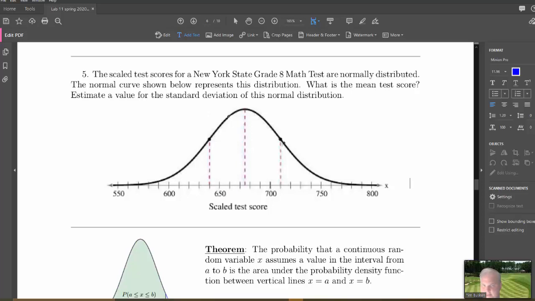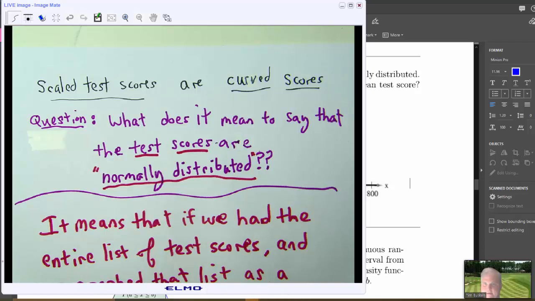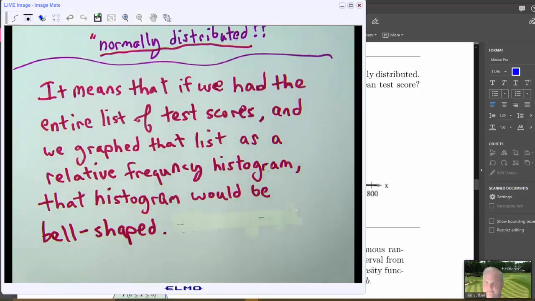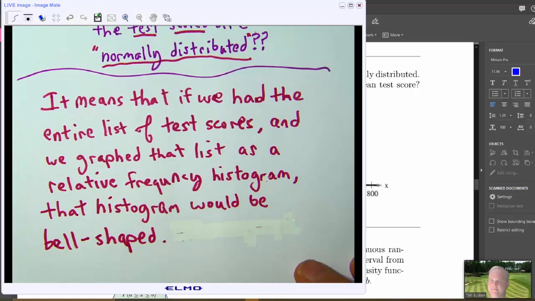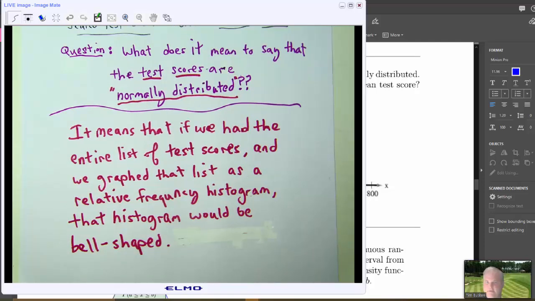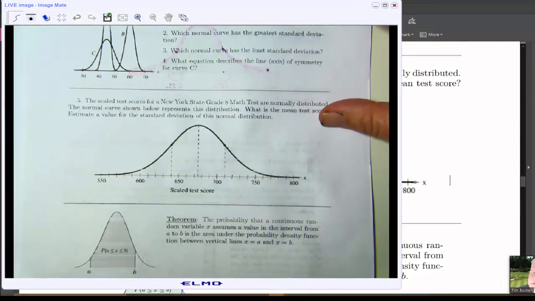One question I typically get is, what does it mean to say that test scores are normally distributed? The answer is this. It means that if we had the entire list of test scores and we graphed that list as a relative frequency histogram, that histogram would be bell-shaped, and furthermore, it would look like the picture in the graph here.